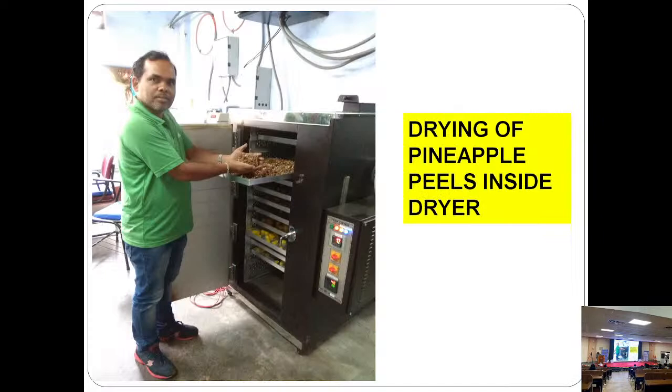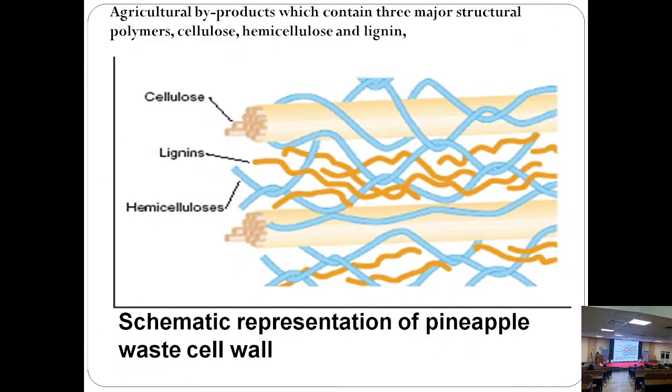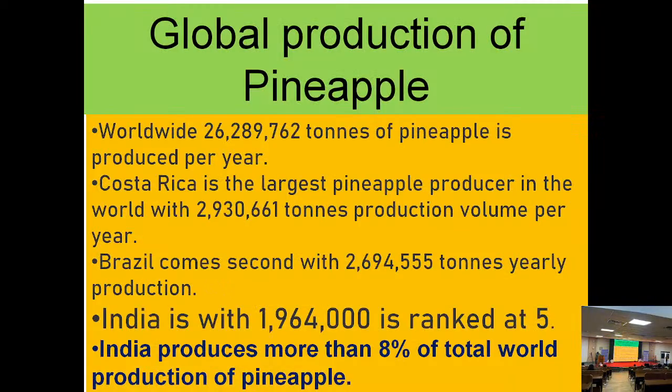Pineapple is dried inside a dryer. Then look at the structural part, how pineapple has its structural components. All types of biomass are made of three basic compounds, called cellulose, hemicellulose, and lignin, and there is also a structural binding of cellulose, hemicellulose, and lignin.